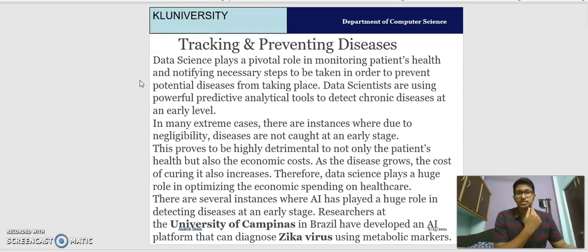By using these concepts of data science, we can easily predict the disease that he is suffering from. And also, there are several instances where AI has played a huge role in detecting disease at an early stage. Researchers at the University of Campinas in Brazil have developed an AI platform that can diagnose Zika virus using metabolic markers. This is one example, and we have more examples like this.